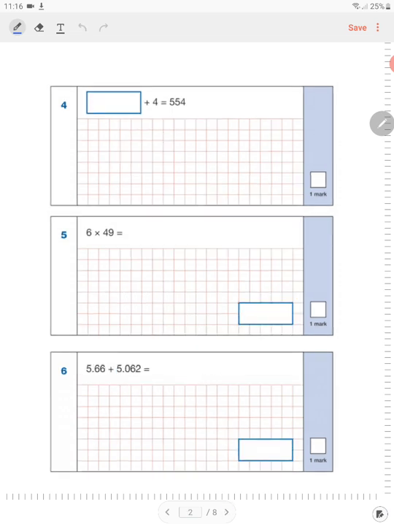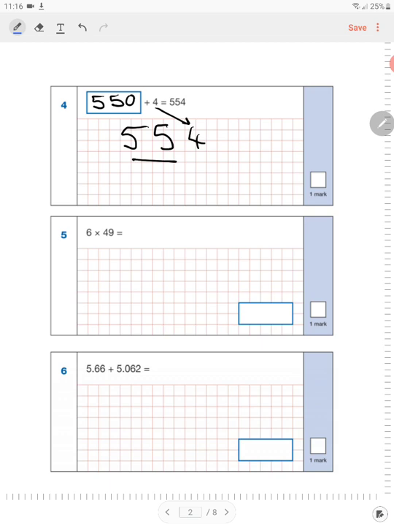Okay, next page. So we're looking at, again, a place value problem. So I've got the answer of 554. That 4 is the 4 that's there. So what am I left with? It looks like 55, but it's not because that's a hundreds column, that's my tens column. So my answer for that one would be simply 550.